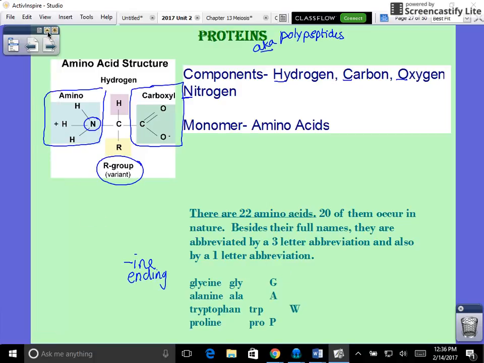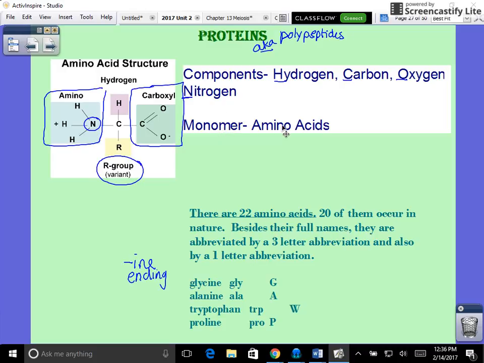Today's lesson is going to be on proteins, also known as polypeptides. It's the third organic compound that we're talking about in biology class. Proteins' components or elements are hydrogen, carbon, oxygen, and nitrogen. So if you compare this to lipids and carbohydrates, we're now adding a different element, nitrogen.